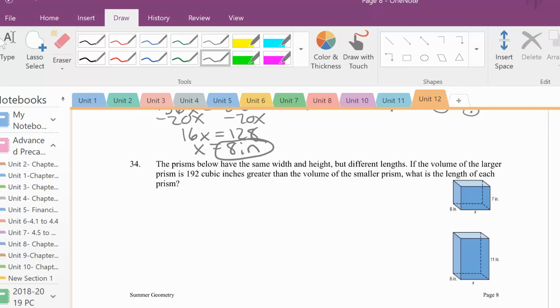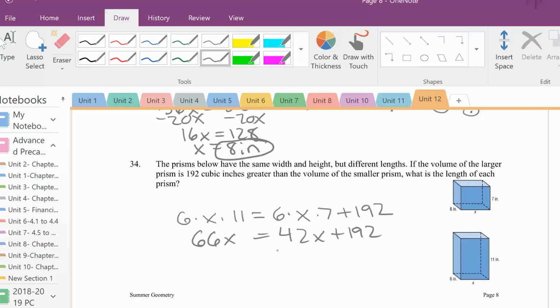All right, so same thing here, except the volume of the larger prism is now 192 greater. So this larger one is 6 times x times 11. Whereas the smaller one is 6 times x times 7, but then it's plus 192. So you get 66x equals 42x plus 192. Subtract 42x, and divide by 24, and you get that x is once again 8 inches.